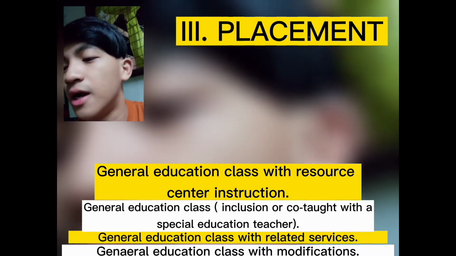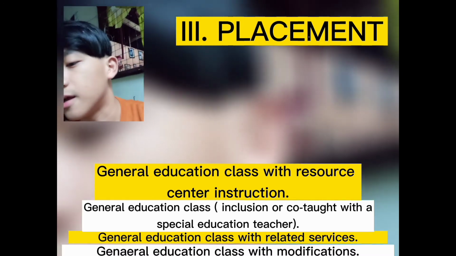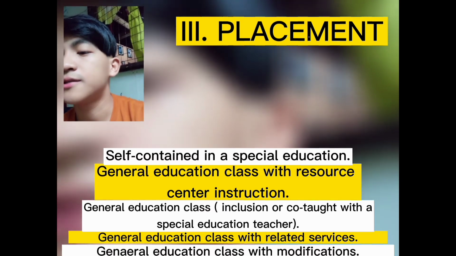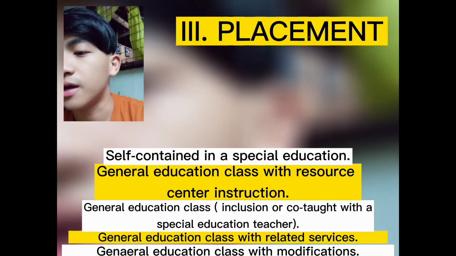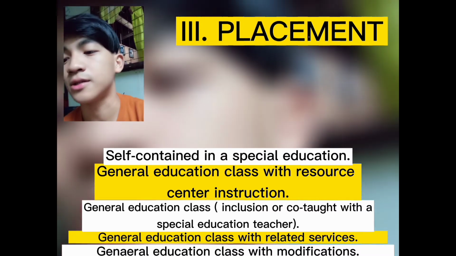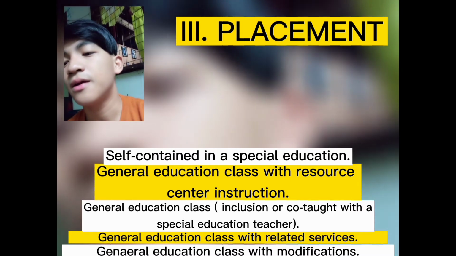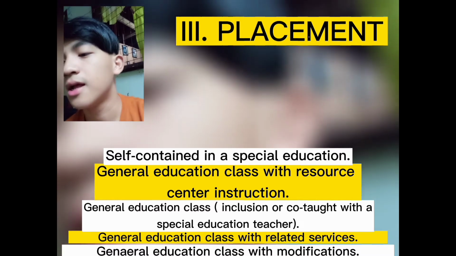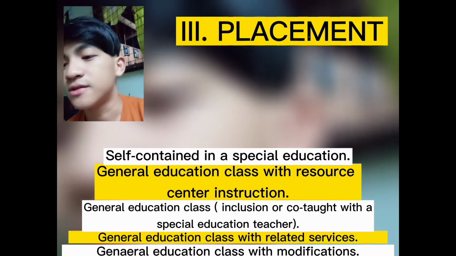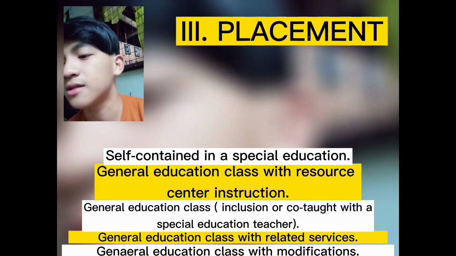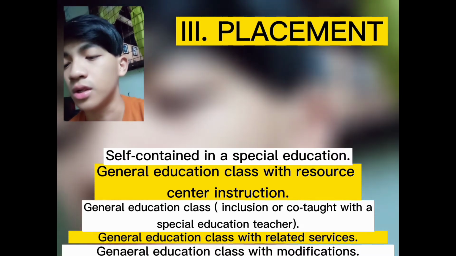So next, other students need more intensive support that is not provided in a general education class. So, the team will decide to recommend placement for a child in a more restrictive setting such as a self-contained special education class but still located in a general education school.